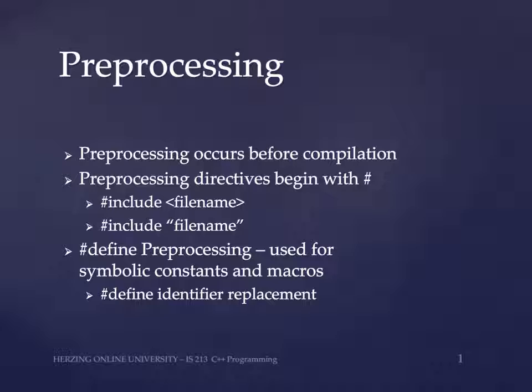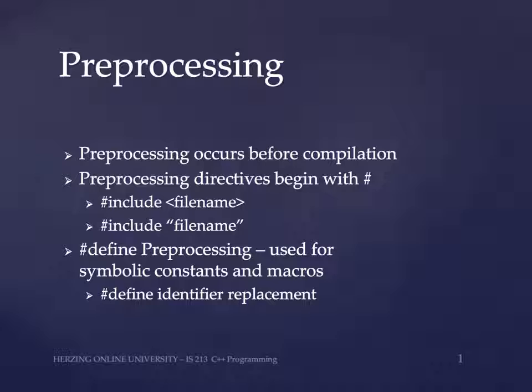So the include directive causes a copy of a specified file to be included in place of the directive. The two forms of the include directive are include, open brackets file name close brackets, or include, quotation mark file name close quote. The difference between these is the location the preprocessor searches for the file to be included.